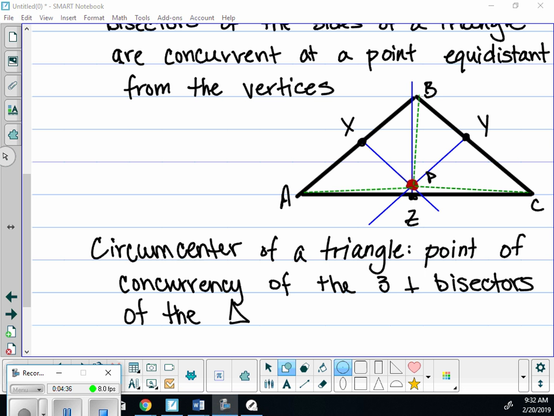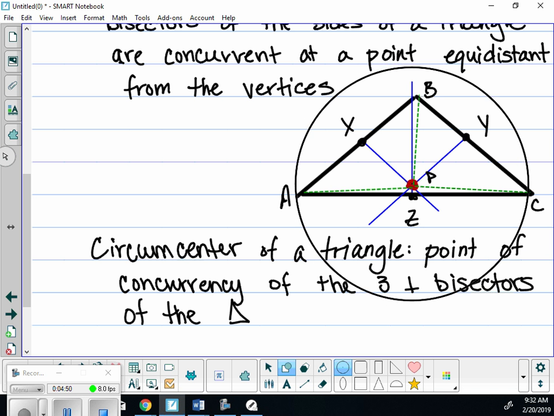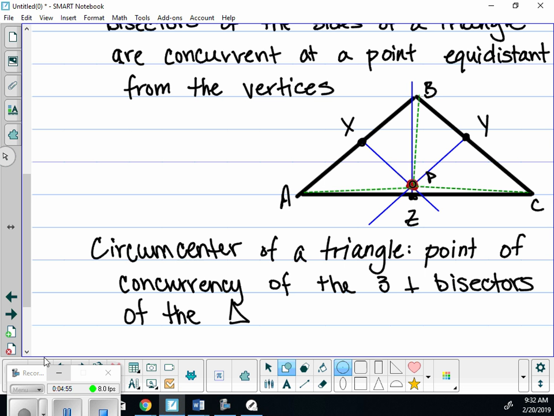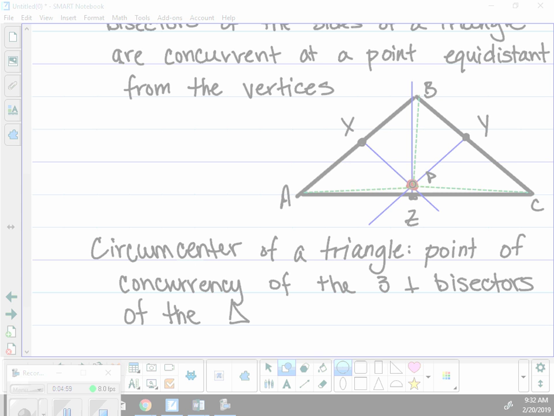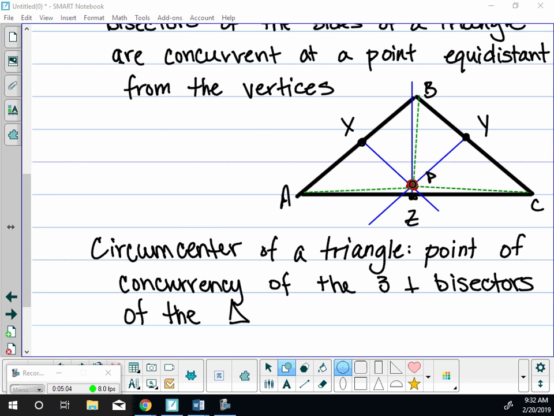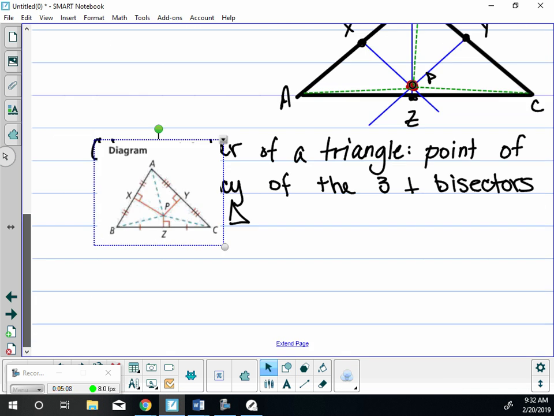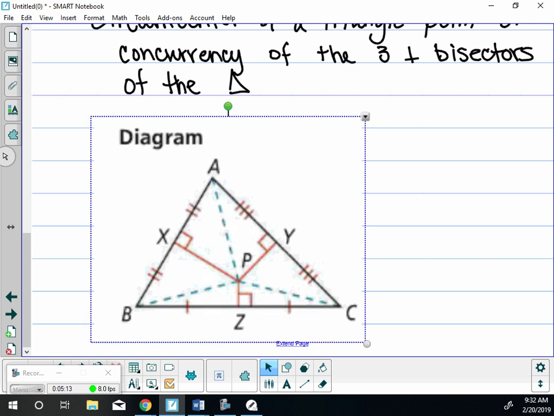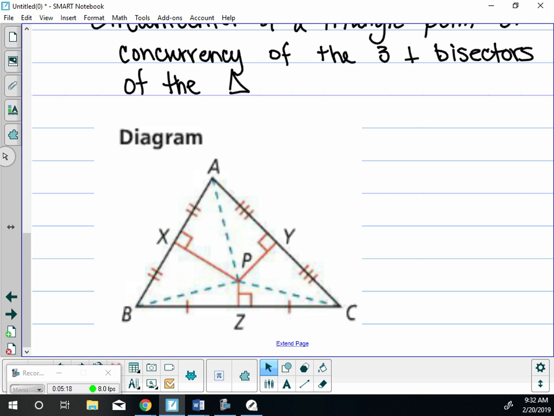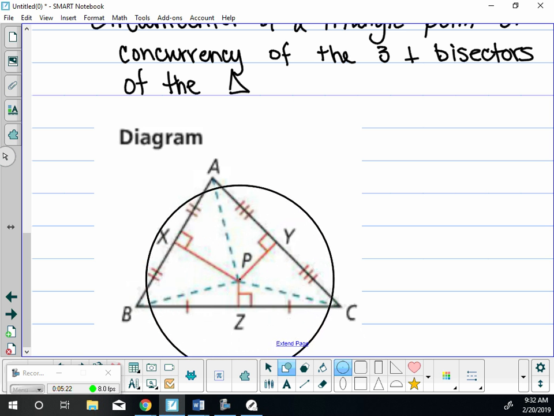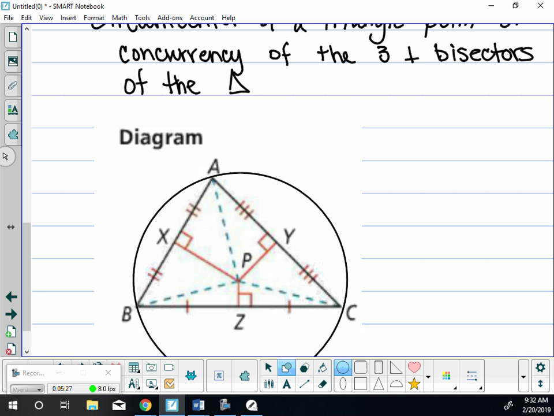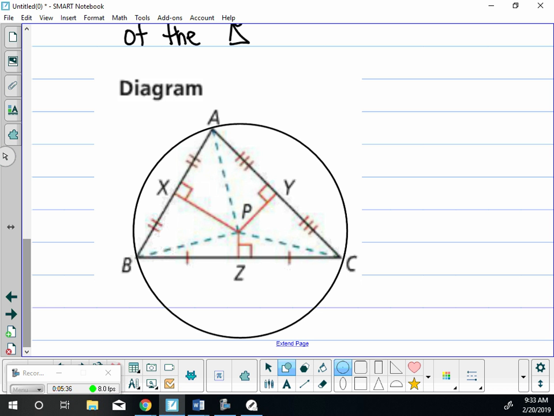Because point P is equidistant from each of the vertices, we can draw a circle with the center at point P, and it's not going to work because my drawing is a sketch. Let's steal this drawing so I can show you. So if we have a well-constructed triangle and not a sketch, we can draw a circle with the center at point P that will touch each vertex. Okay. So this circumcenter, point P, is the center of a circle that will touch each vertex of the triangle.